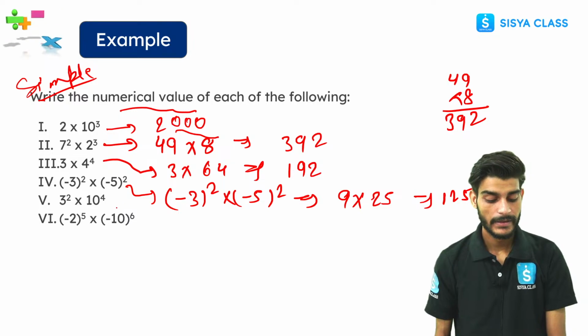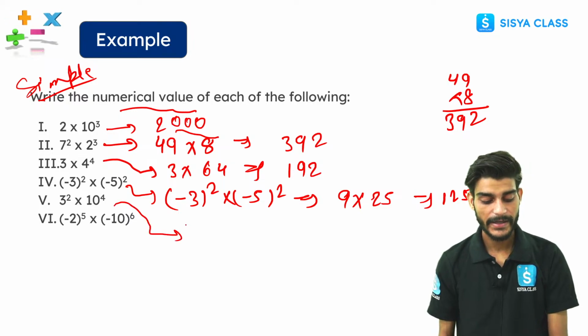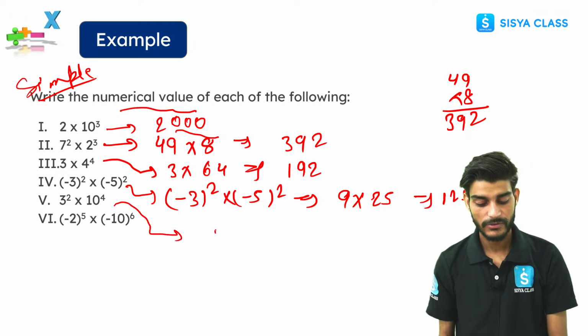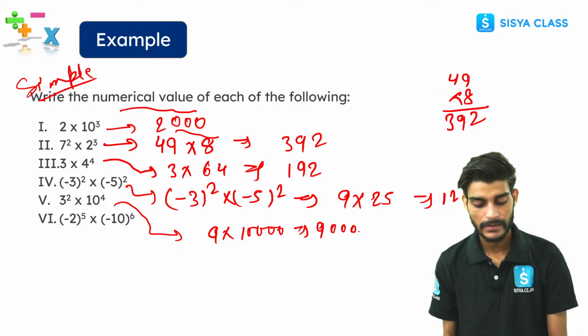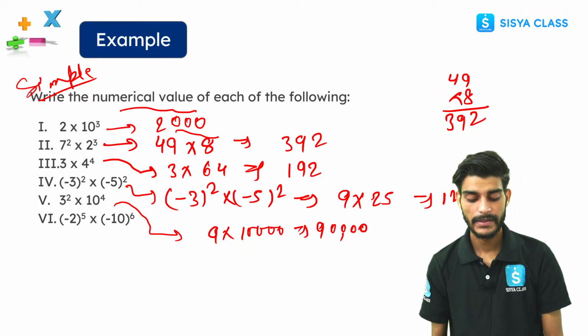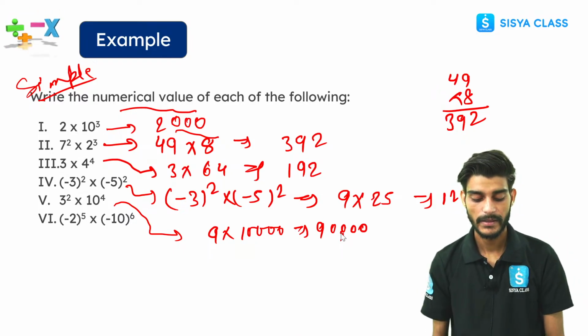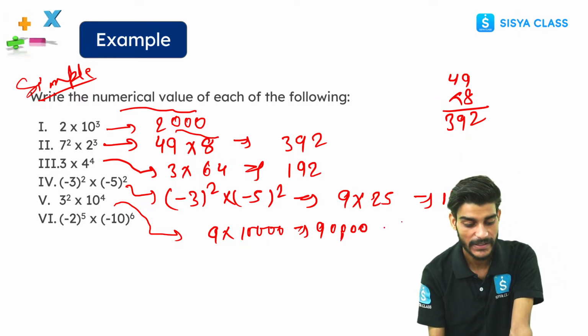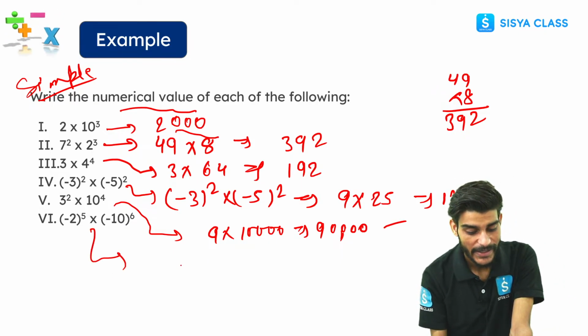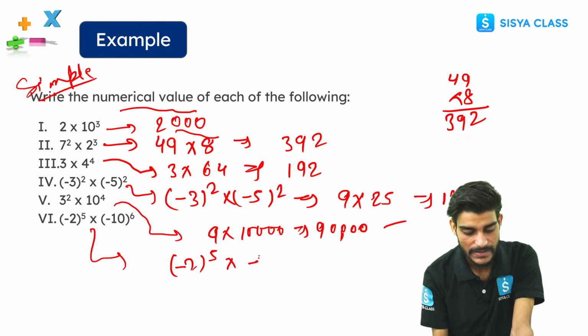Simple. Next one is 3 square into 10 raised to the power 4. So 3 square is 9. 10 power 4. Means you are multiplying with 10,000. So that is 90,000. Yes, it is 1, 2, 3 after 9, zeros, there will be commas. Clear? That is 90,000.